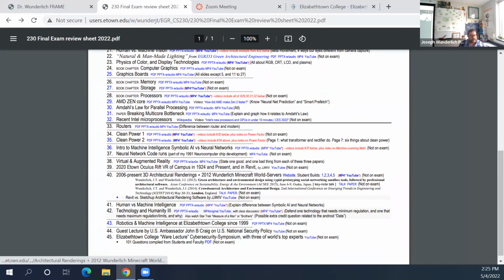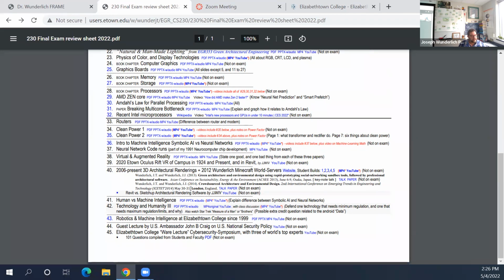Minecraft stuff, not on the exam, ton of that. I won't click through all that, but that's some cool stuff if you take a look at all that. And different publications I did in London and in Japan.